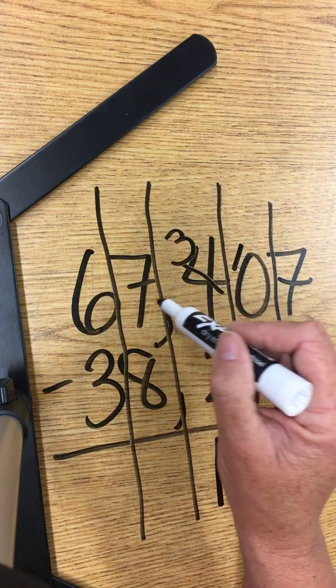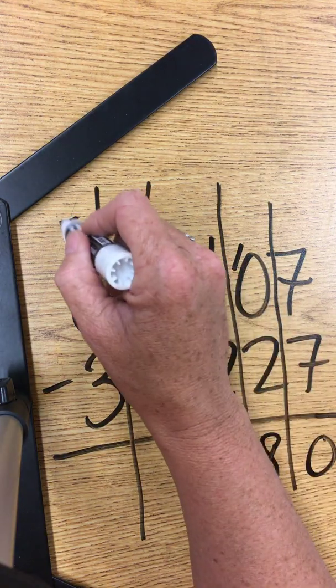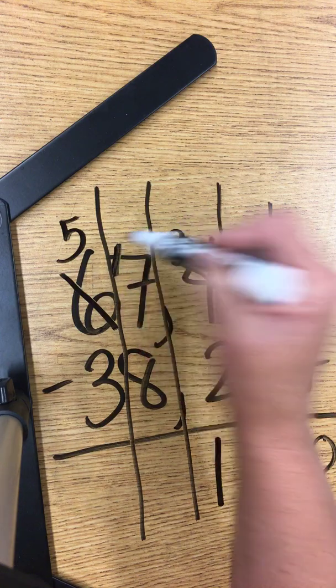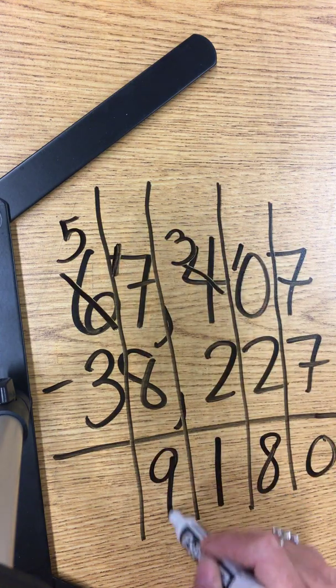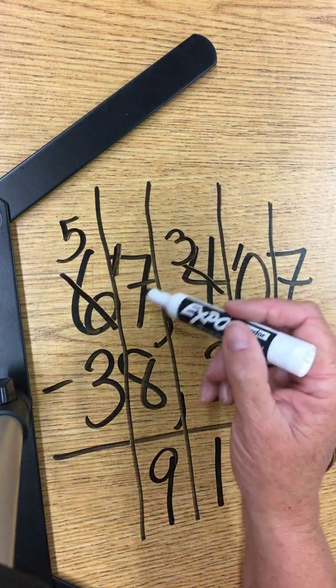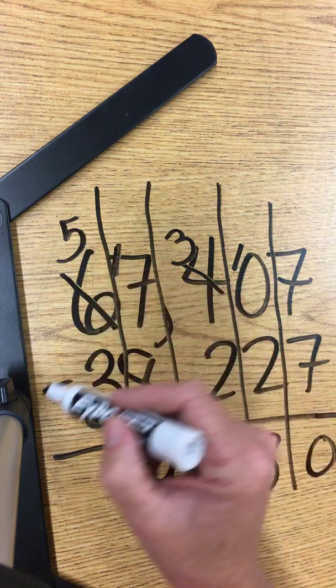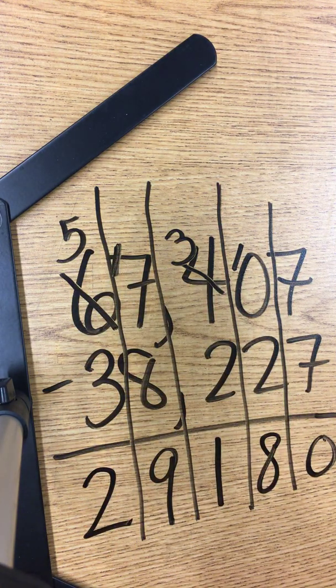We can't take 8 from 7. We're going to borrow, make the 6 a 5, and make that a 17. I know that 9 plus 8 is 17, so 17 minus 8 is 9. 5 minus 3 is 2. Ones, tens, hundreds, thousands.